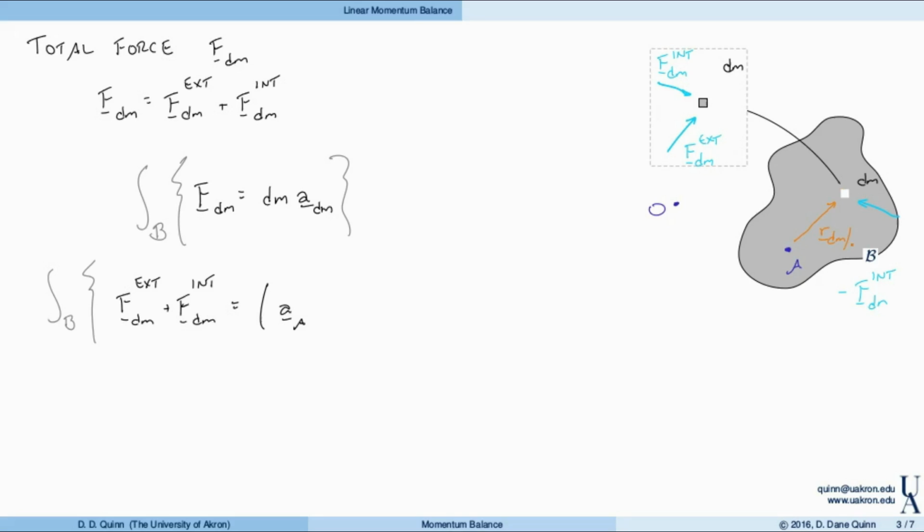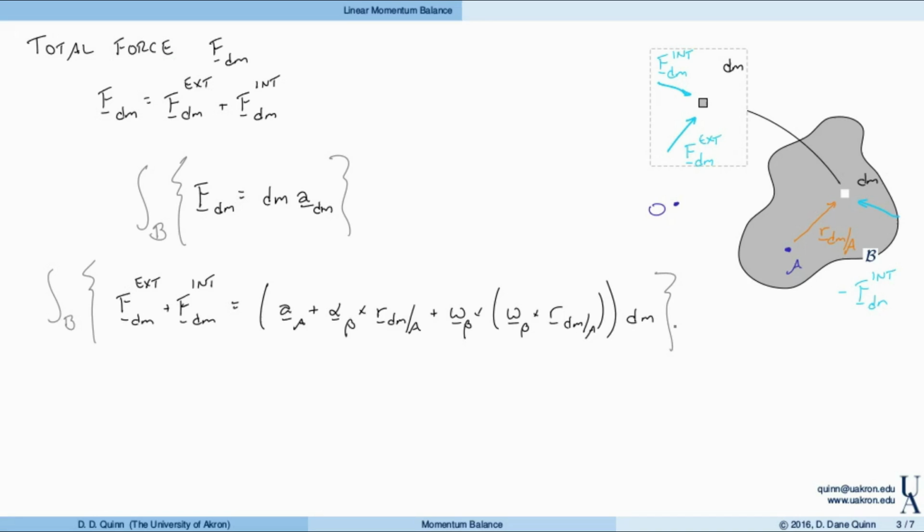R dm with respect to A. And so we can write this as the acceleration of A plus alpha of the body cross r of dm with respect to A plus omega cross omega cross r dm, and then again we're integrating this over the body.